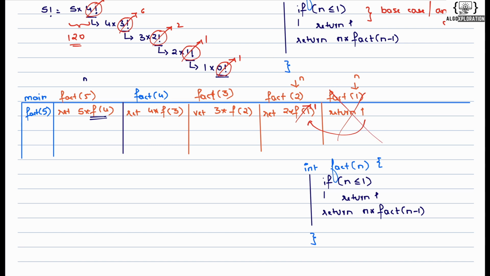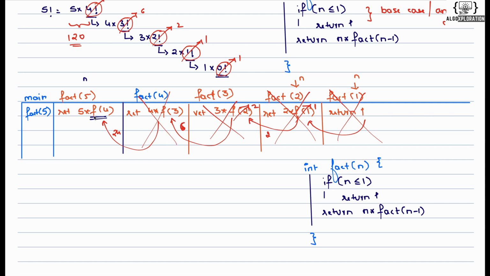So here we can see that 2 into 1 will be 2. So the value of f of 2, that means fact of 2, is 2 now. So it will be returning 2, and this will be popped off. So here the value of f of 2 is 2, so 3 into 2 will be 6. So it will be returned to f of 3, that will be 6, and this will be popped off. Again, the value of f of 3 is 6, so 4 into 6 will be 24. So it will be returned to f of 4, that is 24, and this will be popped off.